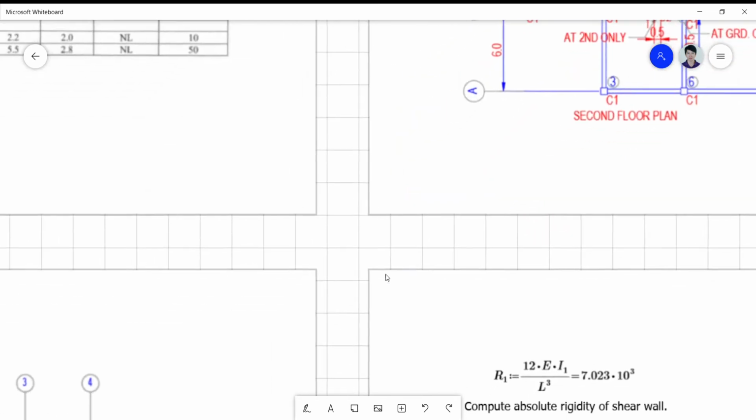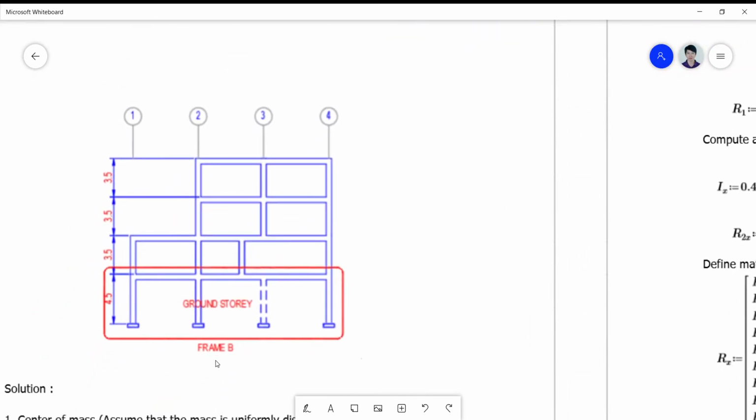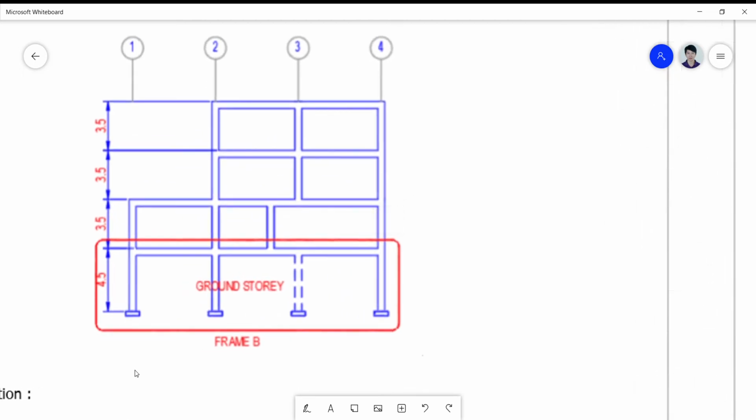Okay, so the elevation or sectional view of the frame is given here, and our focus is on the ground and the second floor, since this is the part in which the second floor properties are considered, and also this part in which the lateral force resisting columns are resisting the forces. So this is the ground story that is now in question.